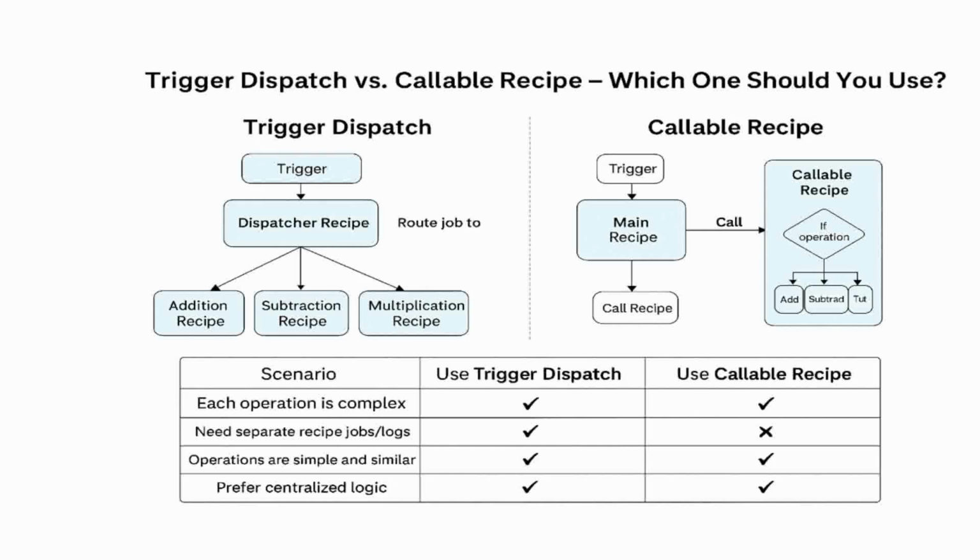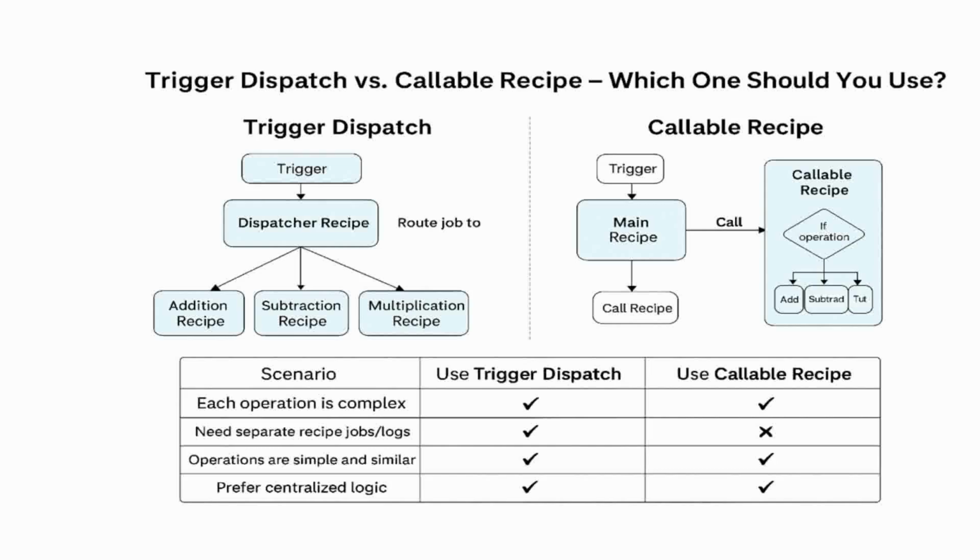It is important when each operation is complex, then it is better to go with trigger dispatch, since you cannot go with a callable recipe, where all the operations are handled in a single recipe, right? Let's discuss callable recipes when we talk about how to handle this particular operation. In trigger dispatch, you call each of the functions, the recipes, separately.